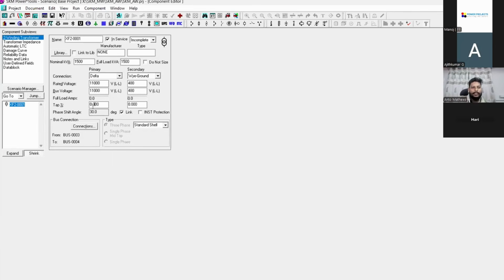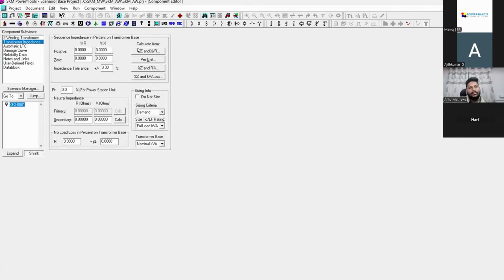After this, the taps. I'm not assuming any taps in the HV or LV. So there is a tap, but I will consider that it has a DTC, so I'm not going to model the tap over here. After I was done with this, I have to do the transformer impedance.